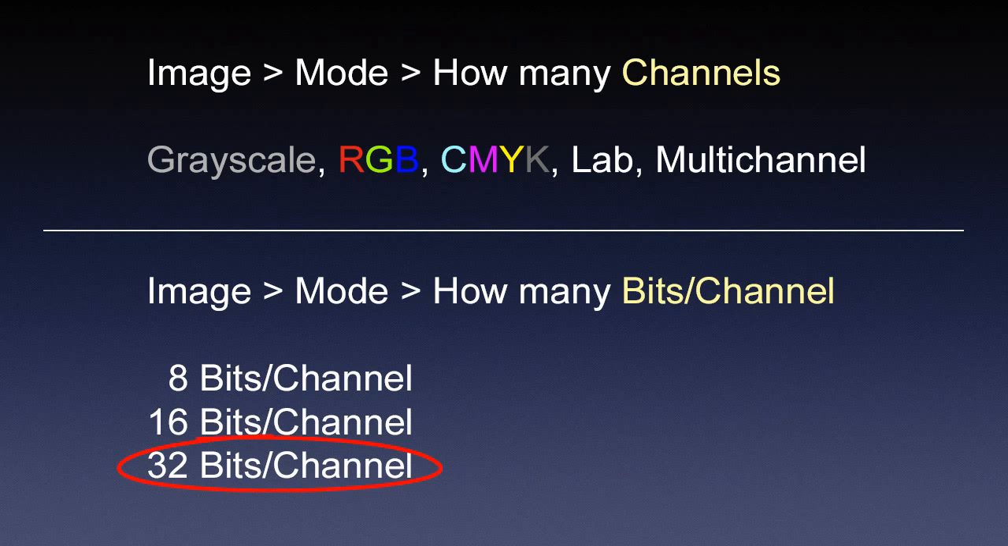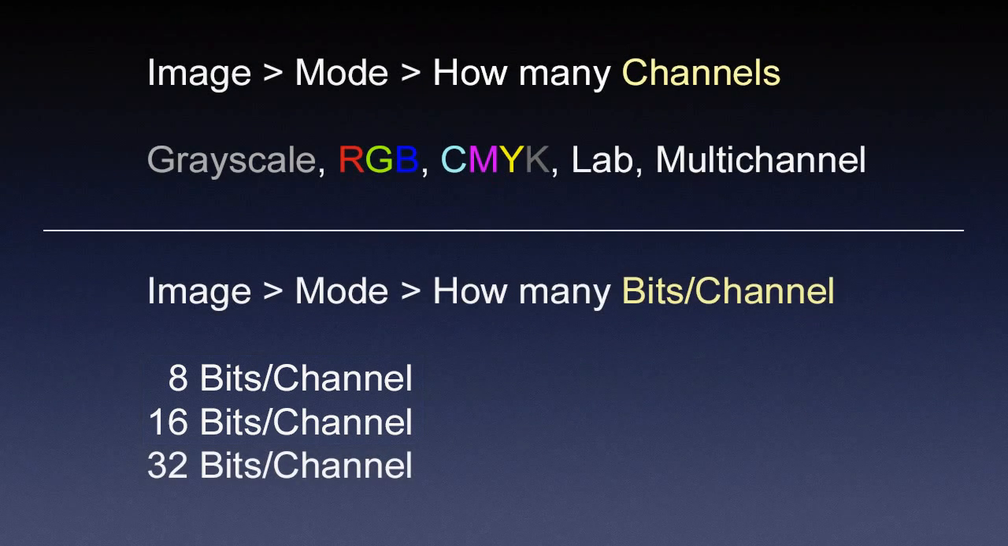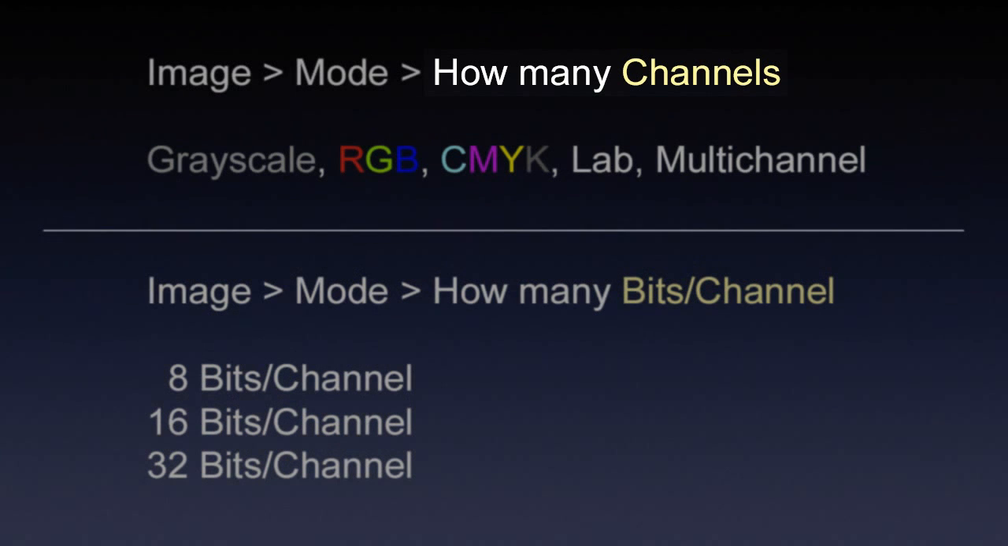And as far as 32 bits per channel, well, that's a really ridiculous amount of possible colors, and we don't really need that many in a classical photographic workflow, so we might use that only when working with so-called HDR images, and that's beyond the scope of this tutorial, so we're not going to discuss that. All we're going to focus on is 8 and 16 bits per channel, and of course how many channels we have in an image.